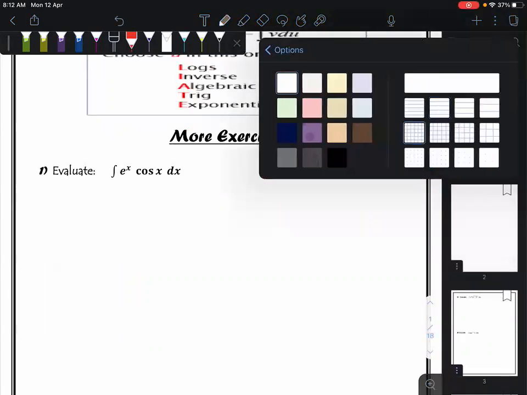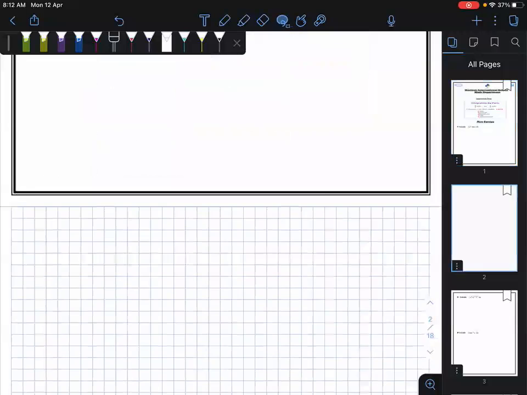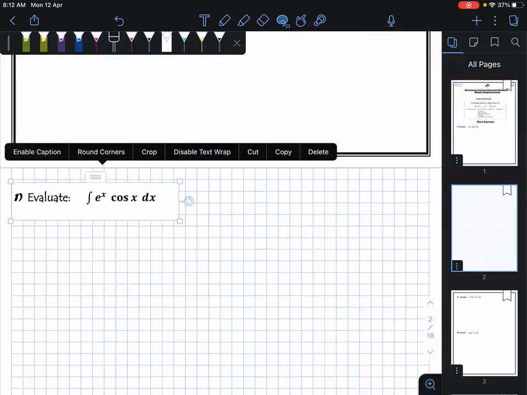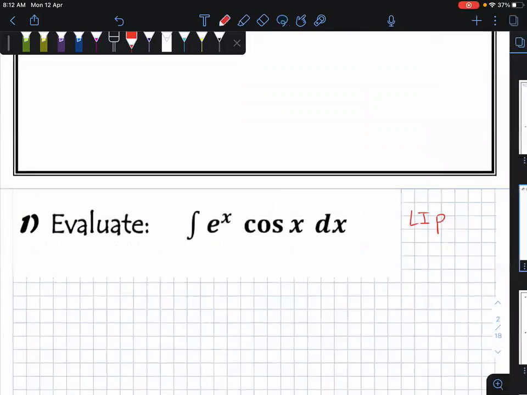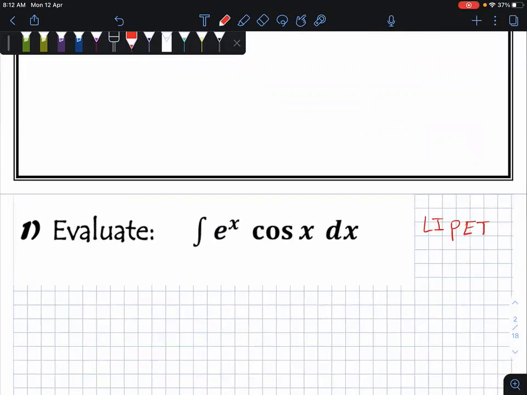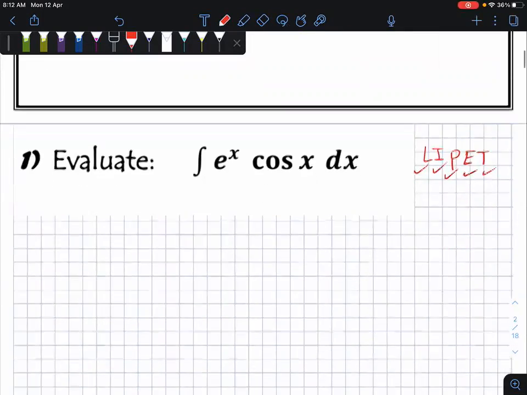That one is different from the LIATE we used before. Yes, like it, or let's say the same. So it's L-I, here they put the exponential. Yes, L-I-P-E-T. They have the trig before the exponential: inverse, polynomials or algebraic expressions, then the exponential, and then trig. Yeah, the trig comes first.